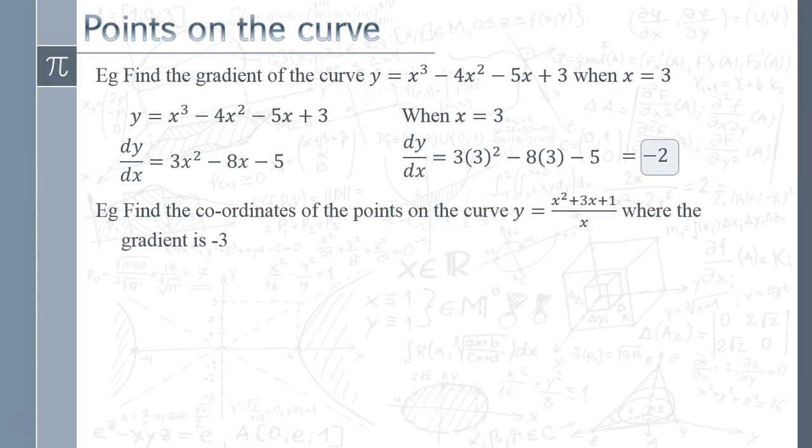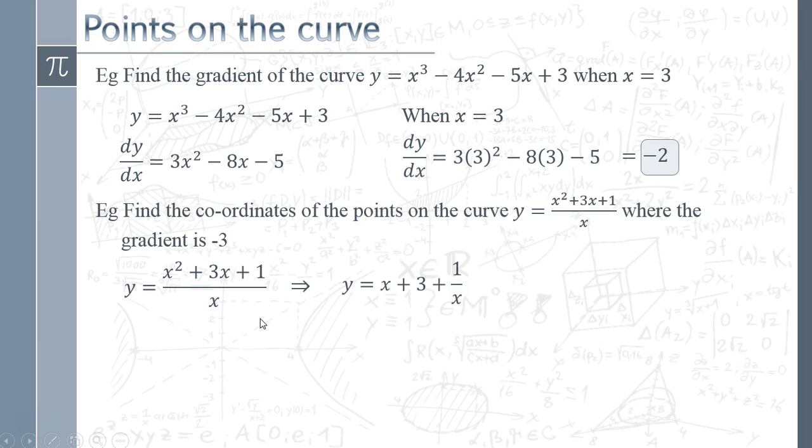The second one is the other way around. This time we're being told the gradient, and we've got to work out at what point on the curve that gradient is occurring. Where is the gradient minus 3? And we've got a slightly more complex curve in this case. So we've got x squared plus 3x plus 1, all divided by x. First thing we've got to do is tidy this up. We've got to do the dividing to make sure we've got all these 3 terms written as individual powers. So I've got x squared divided by x, 3x divided by x, 1 divided by x. So let's do that bit first.